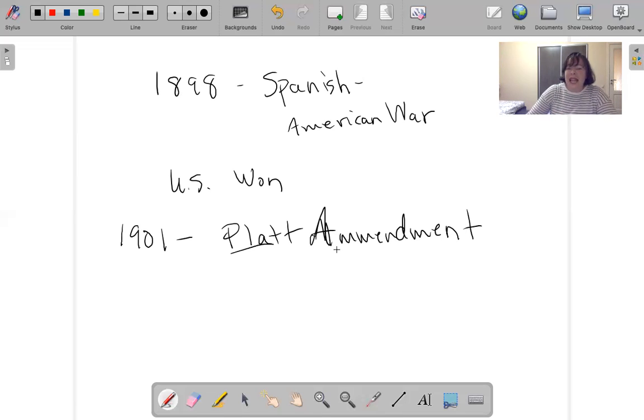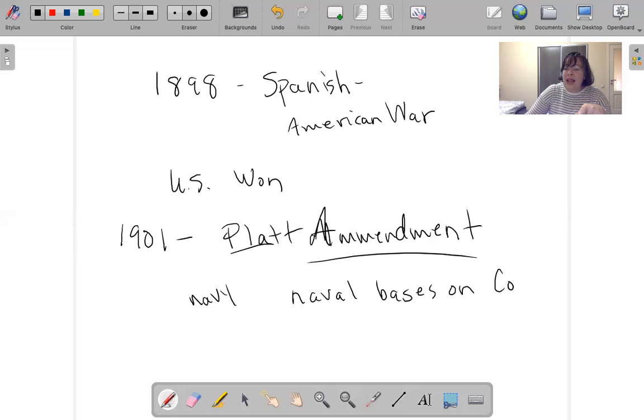Yes, they called it the Platt Amendment. And this was a change to the Constitution of Cuba that the United States made Cuba do, giving the United States permission to have naval bases, that's the Navy, on the island of Cuba.